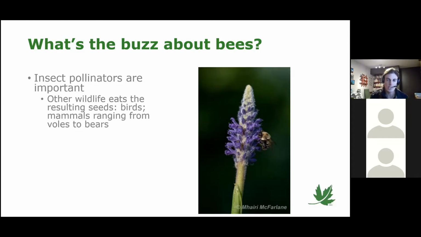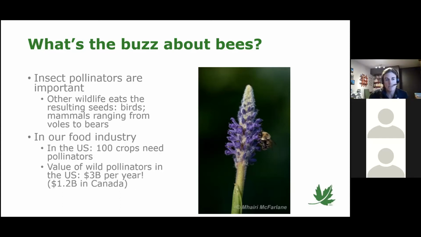Not only are insect pollinators particularly important for the pollination services that they carry out, but of course other wildlife eats the resulting seeds, birds and mammals, ranging from tiny little voles and mice right up to bears, that are dependent on fruit and seeds and nuts and berries at different points in the year. And of course, they're critically important also to our food industry.